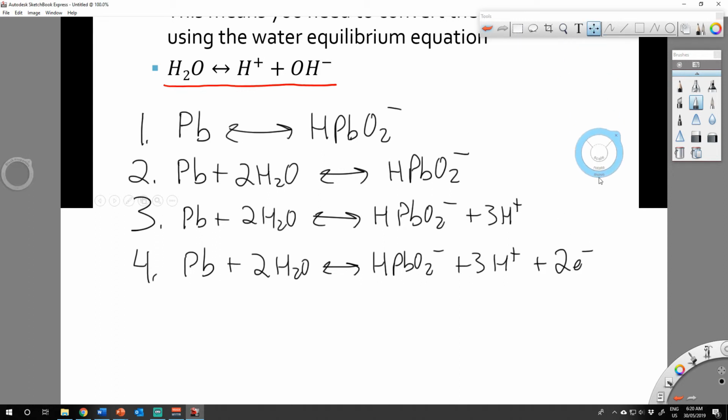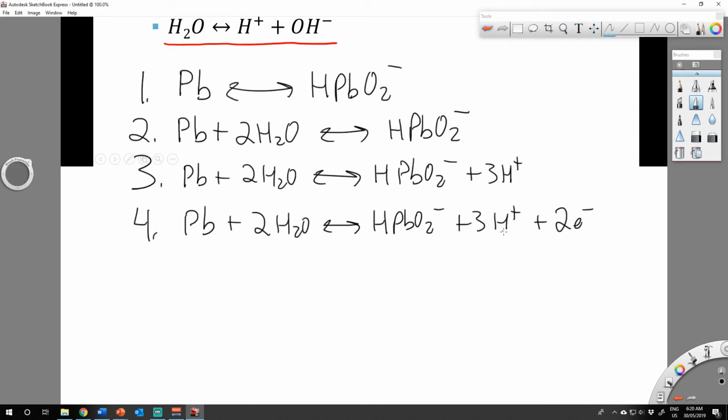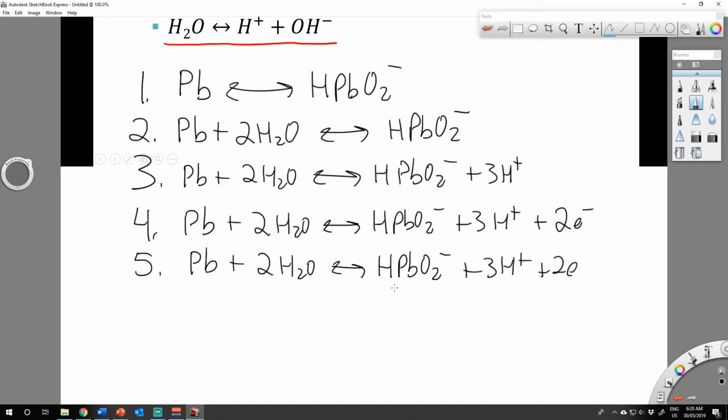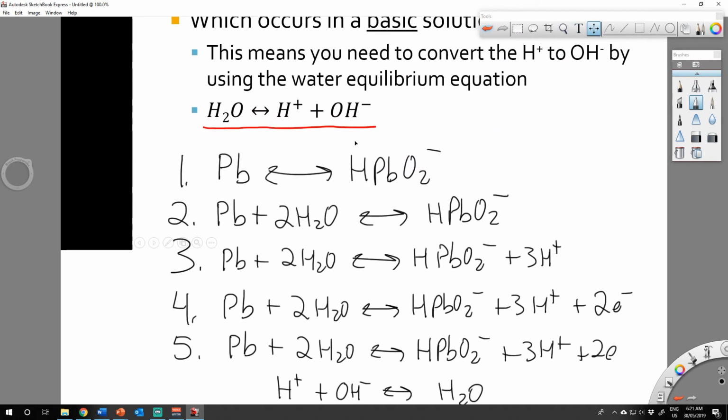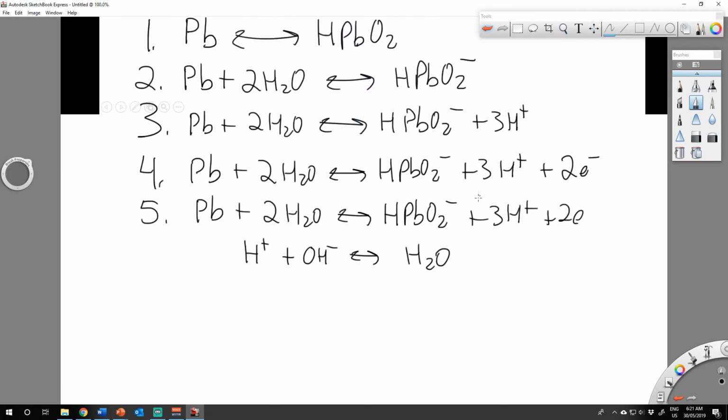Okay, now here, because this takes place in a basic solution, I have to somehow convert all of these H pluses to OH minuses, and to do that, we simply do the following. If you remember from reaction kinetics, how reactions don't always take place in one step, we're going to take advantage of that. I need to get rid of my H pluses, so I'm going to put a bunch of H pluses on this side, an OH minus, and then the H2O. So this is how we use the water equilibrium equation mentioned up here. We're going to stick it right below, then we're going to cancel things out.